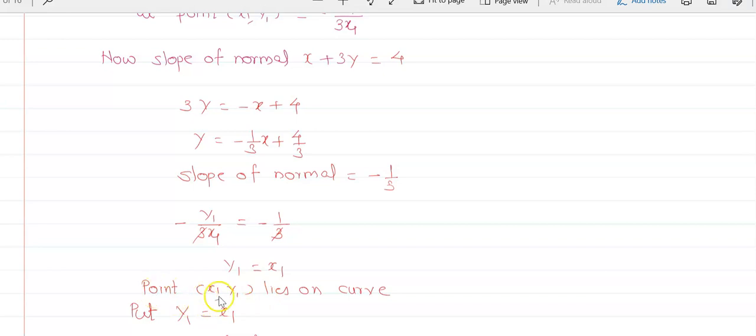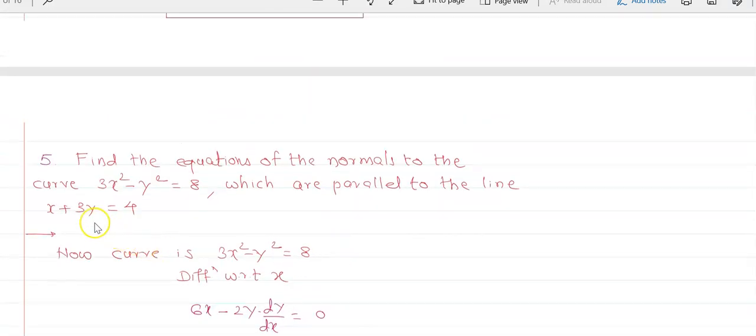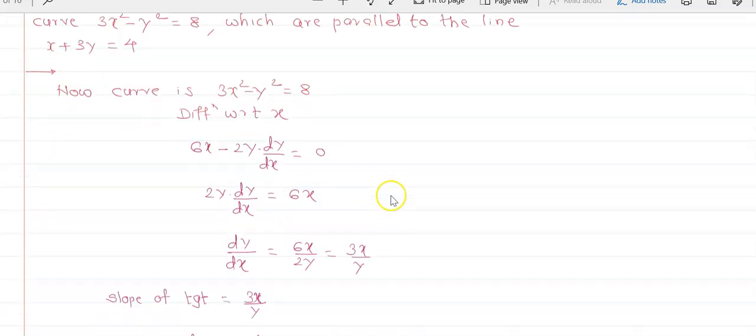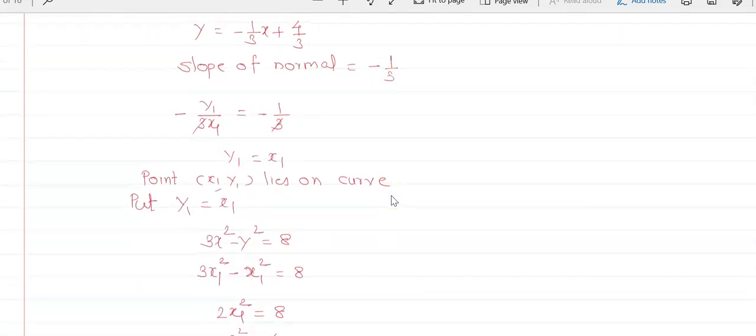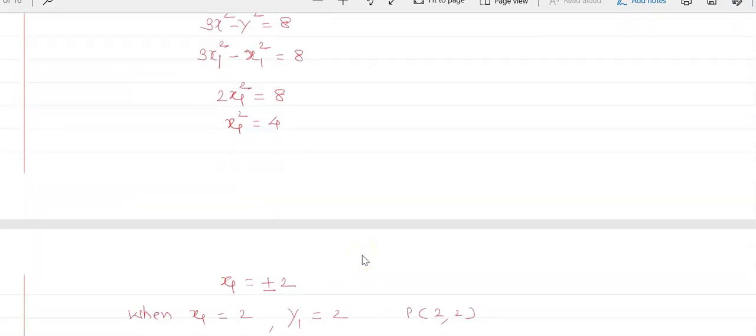Now, the point (x1, y1) lies on the curve, so it satisfies the equation of the curve. Which is the equation of the curve? That is 3x² - y² = 8. Put 3x1² - x1² = 8, and you are getting 2x1² = 8. Therefore, x1² = 4, therefore x1 = ±2.